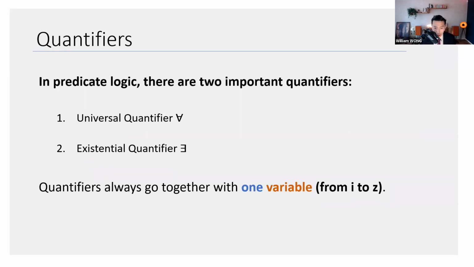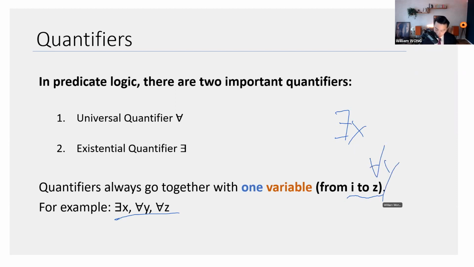And these quantifiers always go together with one variable. They don't pair with names, they go with variables. What do I mean? Well, you write it like this. Existential x, there exists an x, or universal y, for all y. Okay? Got it? Now, just as a funny anecdote, the universal quantifier is actually an upside down A, isn't it? And the existential is a backwards E.